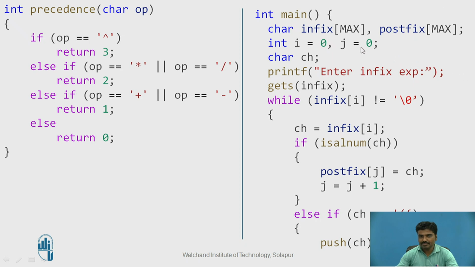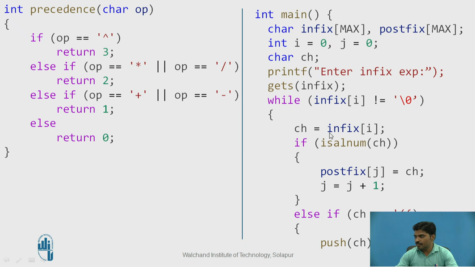Now you have to check the void main function. Infix is your first infix string; we accept the infix string from the user, and you have to store the result into the postfix string. The initial values of i and j are initialized to 0. Enter the infix expression; the gets function takes the input infix, and you have to read it character by character till \0. \0 is the termination for the string. The last character is \0.